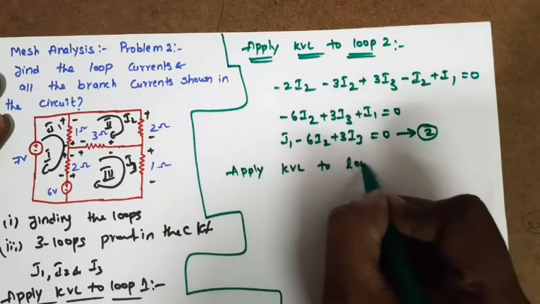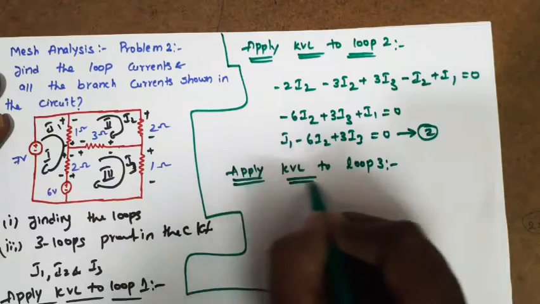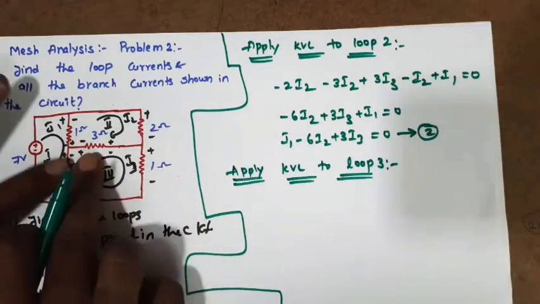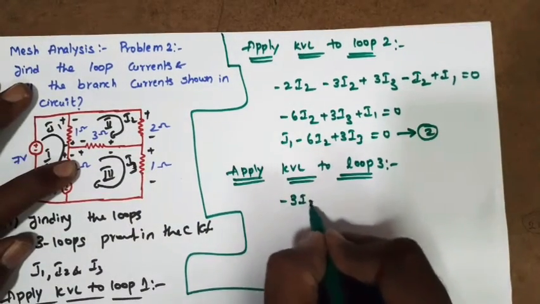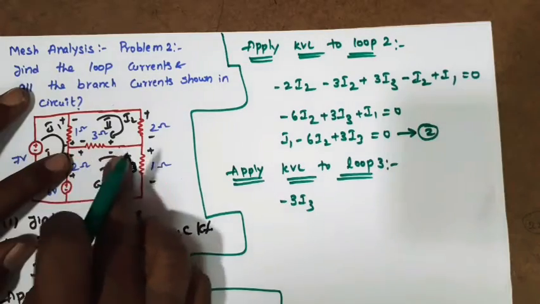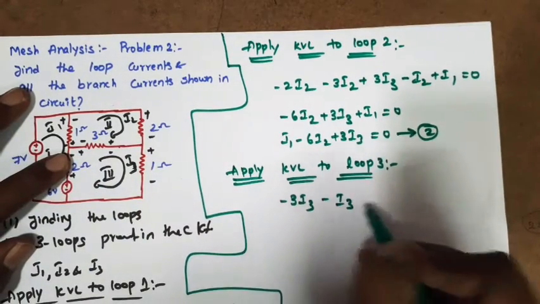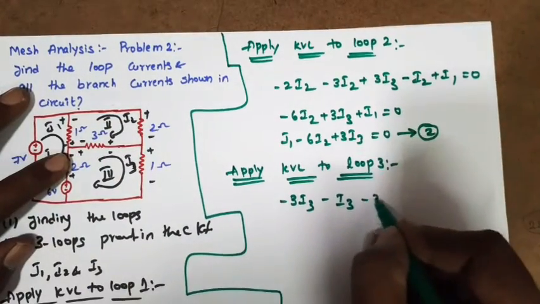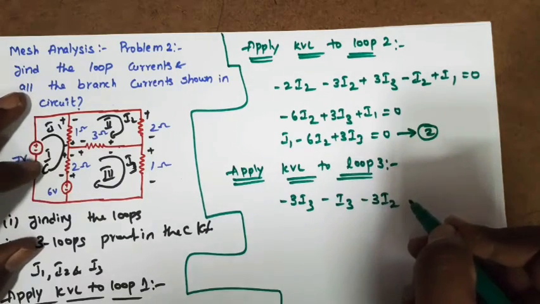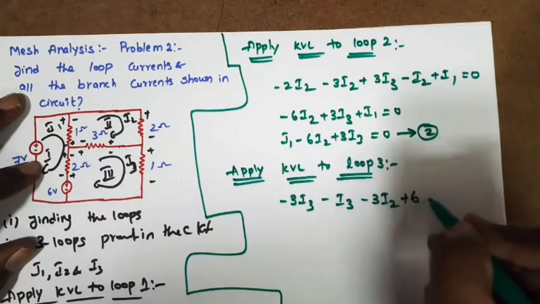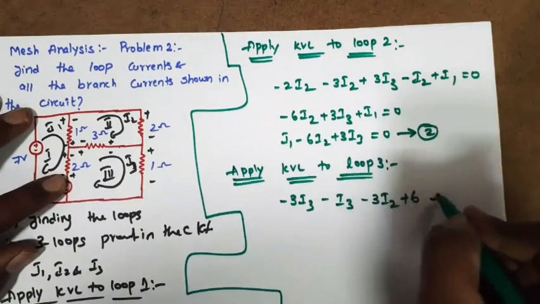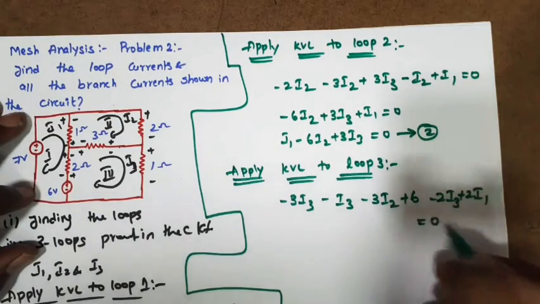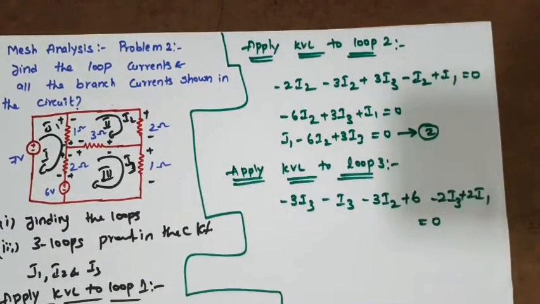KVL to loop 3. See what happens in this loop 3. So here in loop 3, minus 3 I3, plus minus 3 I3 and minus I3. For this one, minus 3 I2, and negative to positive, plus 6, and minus 2 I3 plus 2 I1 is equal to 0. Is it clear?